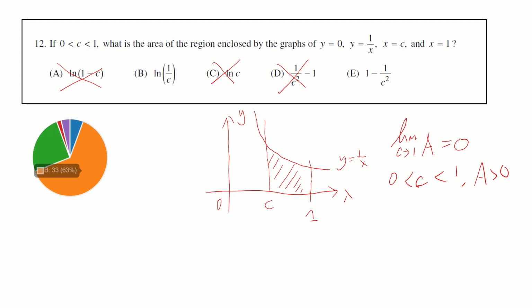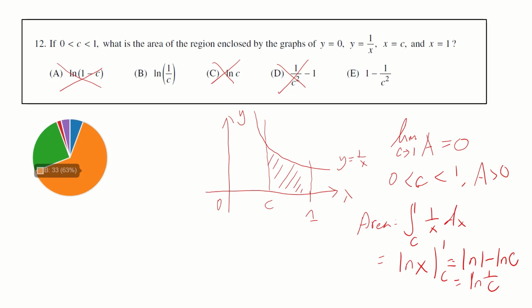The proper way of doing this is that the area equals the integration of 1 over x from c to 1. And this is log of x, from c to 1. We do not need to put a modulus sign because the interval is all positive numbers. So this will be equal to log 1 minus log c. That is log of 1 over c. So the answer is B.